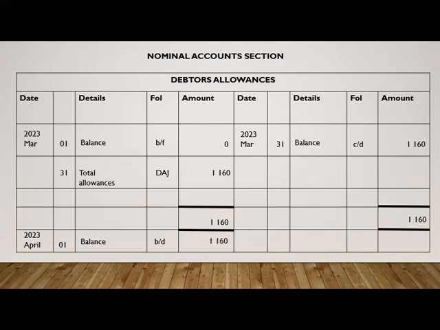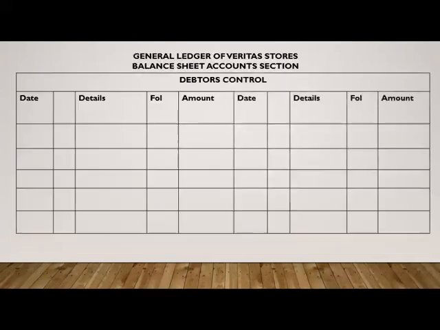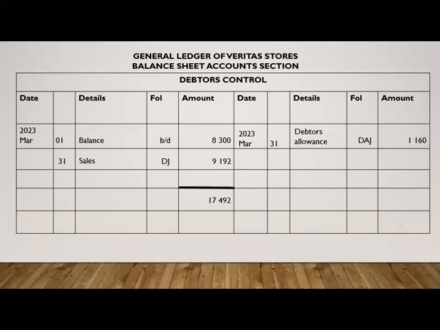And then we will record it on the credit side of debtors control, as that total reduces what debtors are owing us. Now we already have recorded 9,192. We now need to reduce it by debtors allowances, which is the selling price of goods returned by debtors. There's nothing else that you can record here, so you can just balance this off, calculate your balance carry down, and your balance brought down.